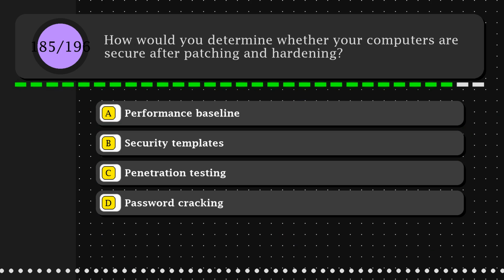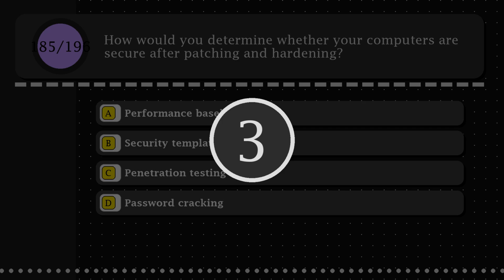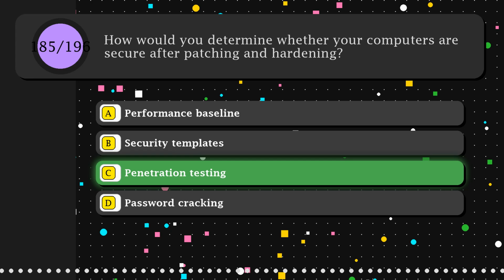Question 185. How would you determine whether your computers are secure after patching and hardening? Option A, performance baseline. Option B, security templates. Option C, penetration testing. Option D, password cracking. The correct answer is option C, penetration testing.